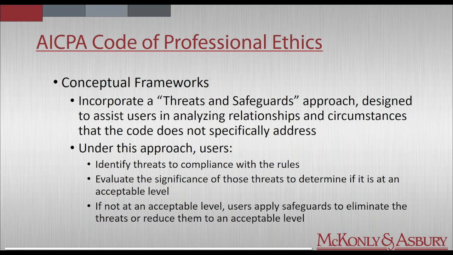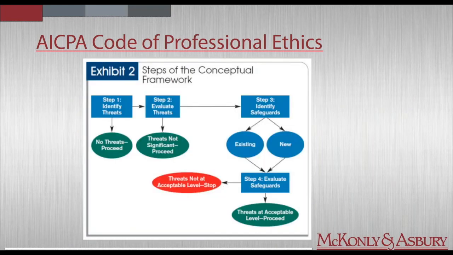And then finally, if we've identified too high of a significance to our compliance with the rules, we put in safeguards. And we put in enough safeguards, so for instance, we don't go to Barbados and we say no thank you, but we probably could accept that mug. But we have to put enough safeguards in to eliminate that threat and reduce it to a level that says we can go forward. So our next slide is a very simple visual of that.